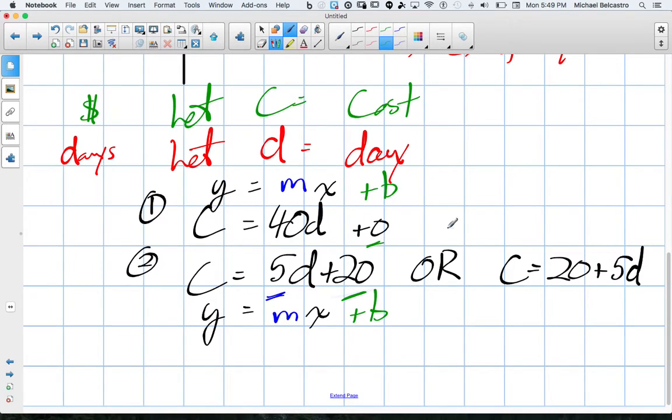So when we go to graph these two things, this should really help us out. What I'm going to do is use an online graphing program, okay? So I'm going to write them as y and x, because when we go to graph things, we don't have an axis called the c-axis or the d-axis, okay? So I'm just going to rewrite this equation here. This could be written as y equals 40x, and this one here can be written as y equals 5x plus 20. Okay, so if I was to graph them, that's how I'd write these two equations.